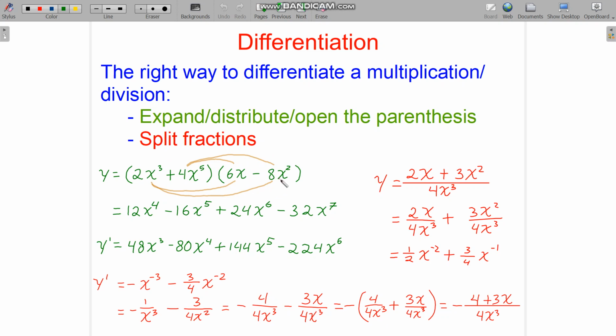You just expand, open up the parentheses and distribute, and then differentiate. If it's a division, just split the fractions. So we have 2x over 4x cubed, 3x squared over 4x cubed, simplify, and then we can differentiate.